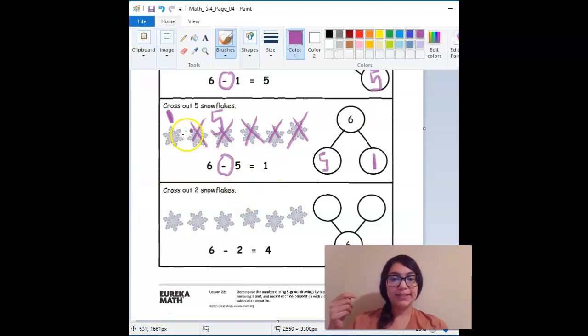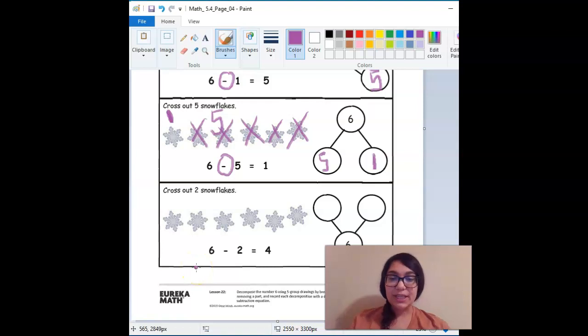Great job, friends. And if we look at our number bond, we already had our whole written for us. Our whole is the first number in the takeaway sentence. And then our parts are going to be the takeaway number and then how many we have left over. So our takeaway number was 5. And then how many snowflakes did we have left over? Yes, we had 1. Great job. Everyone kiss your brain. Good job, brain.